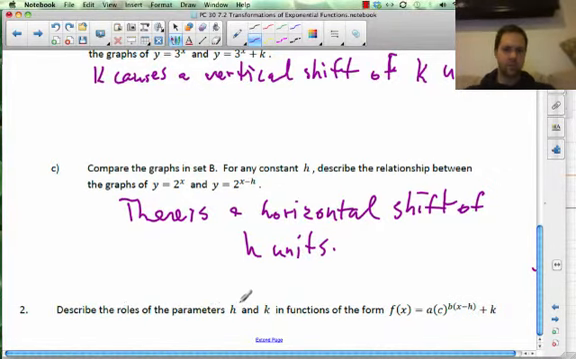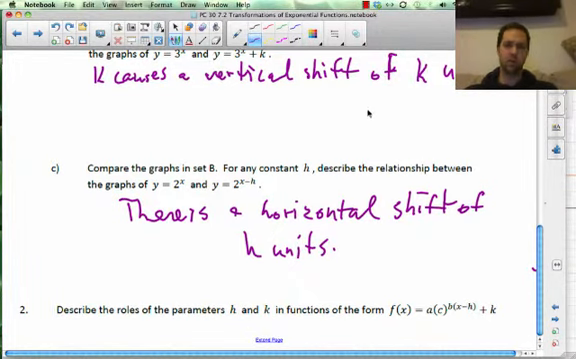Describe the roles of the parameters h and k in the functions of the form y equals all this junk. Okay, and we've done that right here. k causes a vertical shift, h causes a horizontal shift.